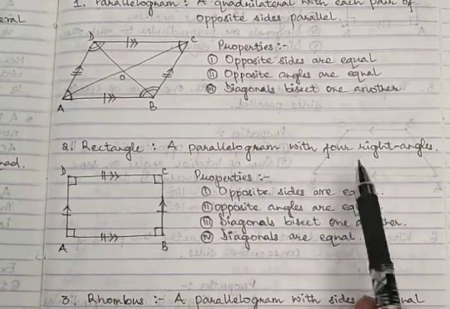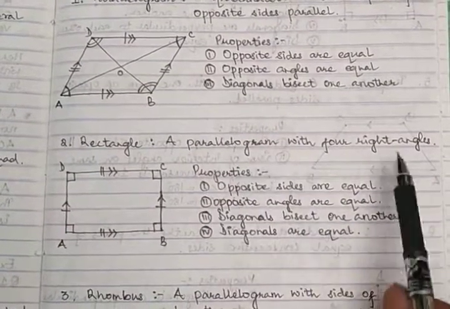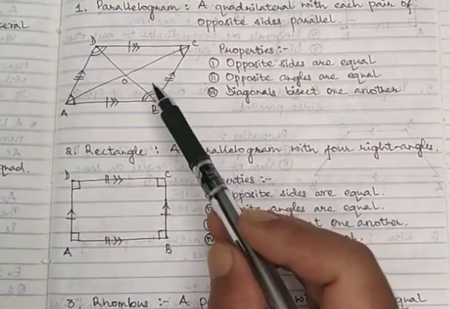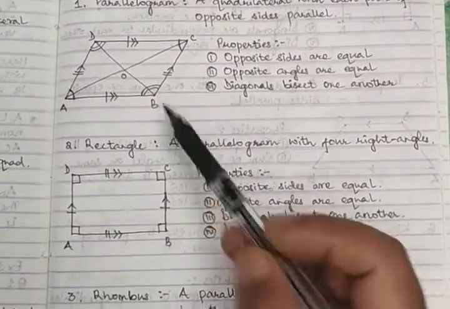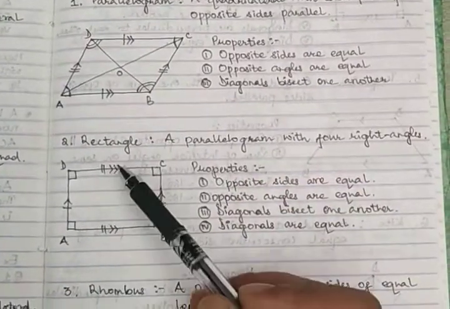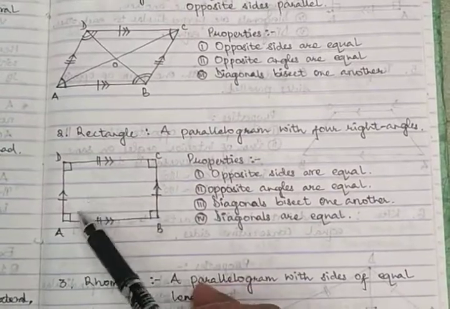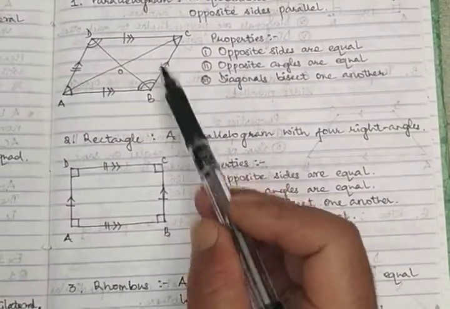A rectangle is a parallelogram with four right angles. Now see, it has been said that it's a parallelogram but with four right angles. What is the difference between these two figures? Opposite sides are parallel, opposite sides are equal. We can call opposite angles also equal. Isn't it? Opposite angles are also equal.